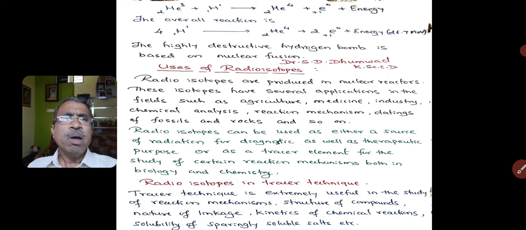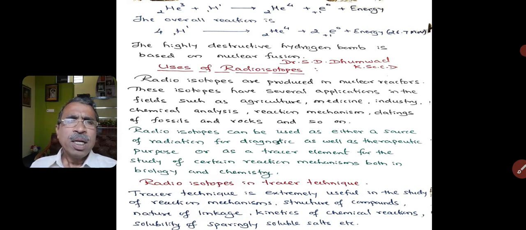Another possible reaction in the Sun is He-3 combining with another proton to form He-4 and a positron and energy. The overall reaction is 4 protons combining to form the helium nucleus and 2 positrons, with the liberation of energy of around 26.7 million electron volts. The highly destructive hydrogen bomb is based on nuclear fusion.